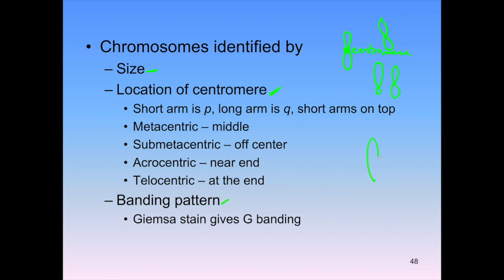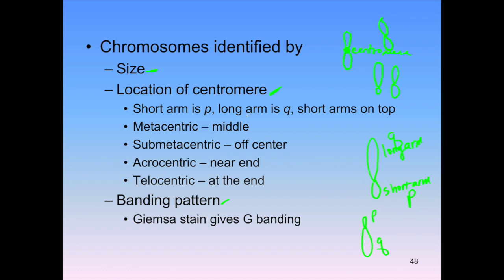Now, if I have a chromosome that's acentric, so I have a long arm, this is known as the long arm, and this is the short arm. The short arm is called the P arm, and the long arm is called the Q arm. When we line chromosomes up, we line them up with our P arm on top. So this is the P and this is the Q.